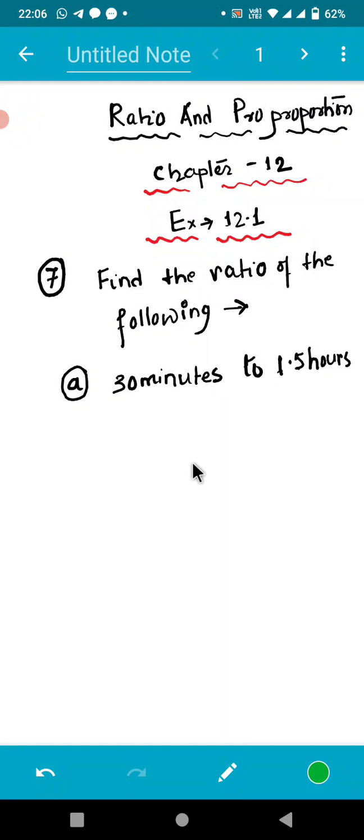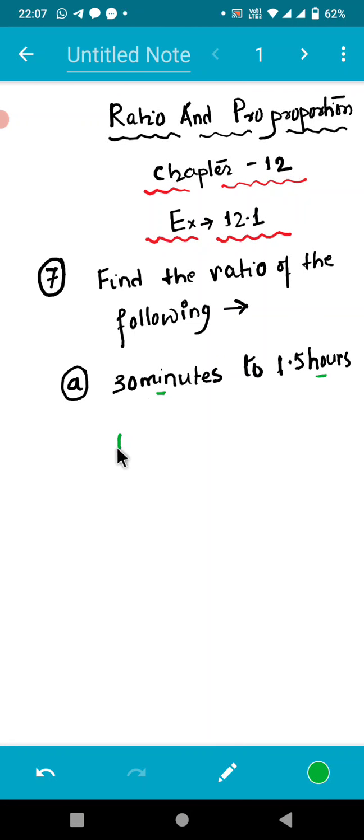Now let us see what is the first sum written. In sum number A, it is given 30 minutes to 1.5 hours. Now as you see, these two terms are not carrying the same units. In the first term, the unit is minutes, and in the second term, the unit is hours. So which is the bigger unit? Obviously hours. So we have to change the hours into the minute form.